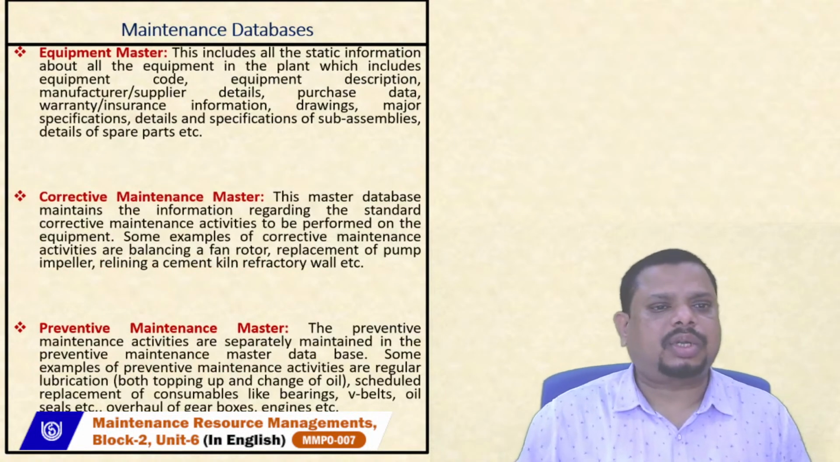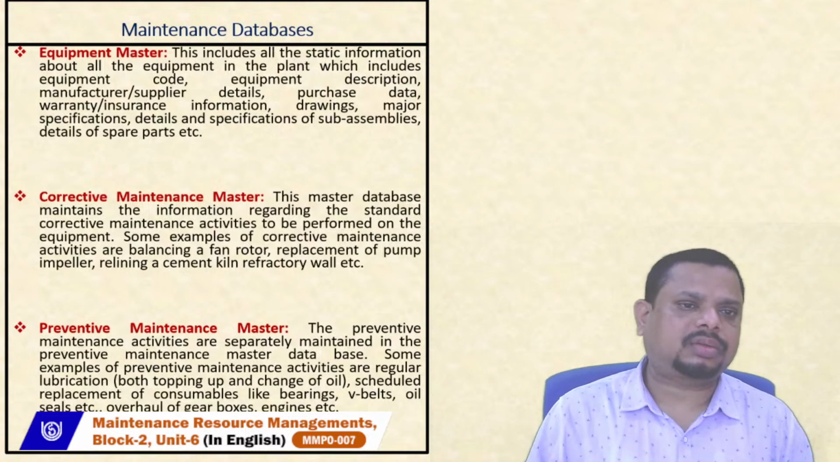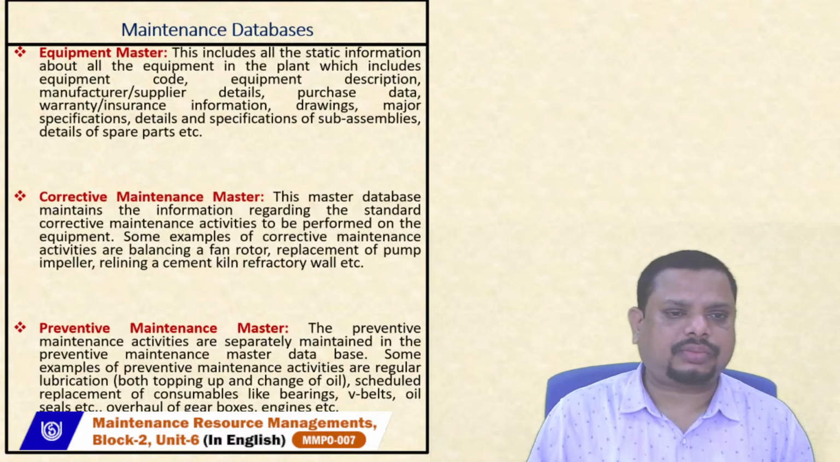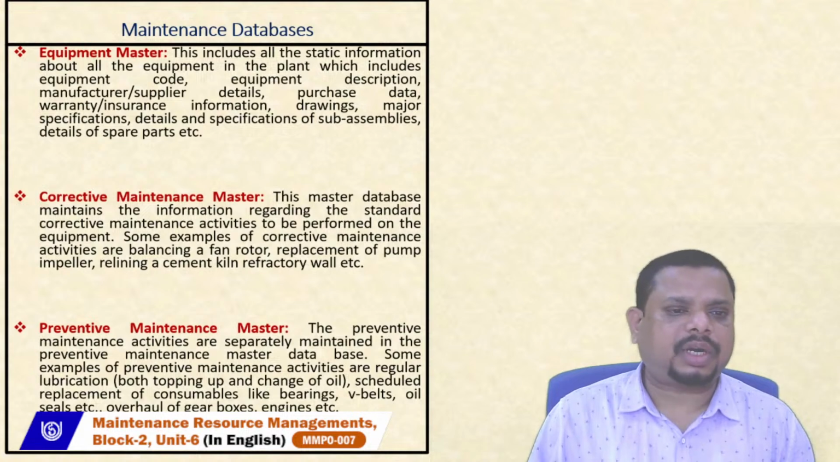So first we have to understand, one by one, the equipment masters. This is the first one. It includes the static information about the equipment in the plant, which includes equipment codes, equipment descriptions, manufacturer and supplier details, purchase data, warranty and insurance information, the master drawings of the equipment, major specifications and details, and specifications of sub-assemblies and details of spare parts.